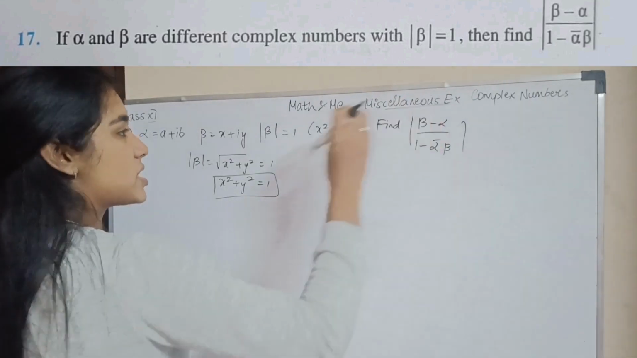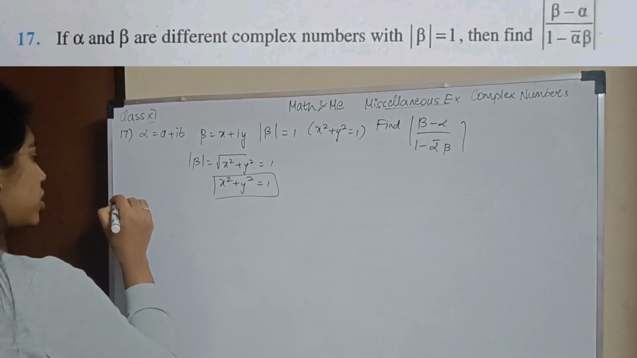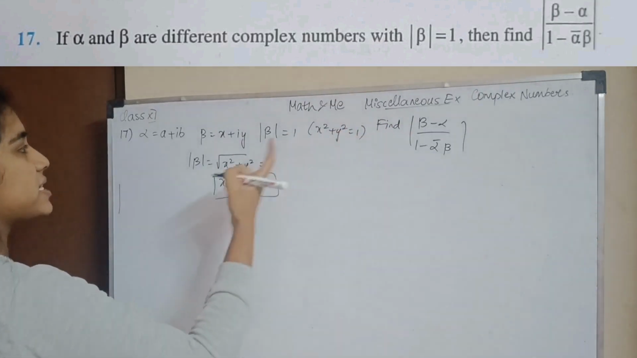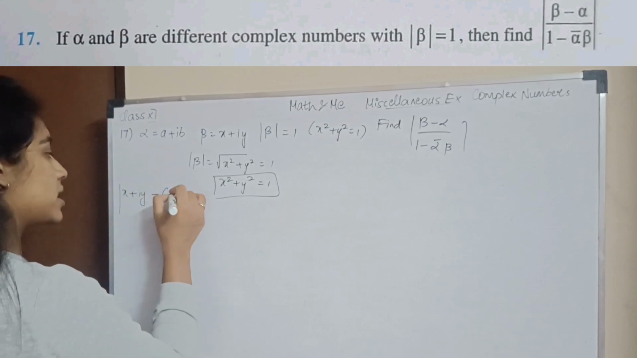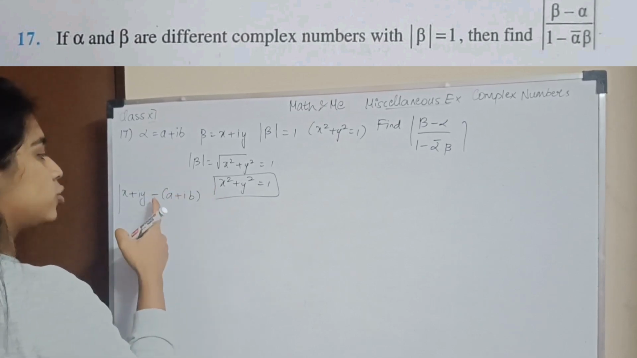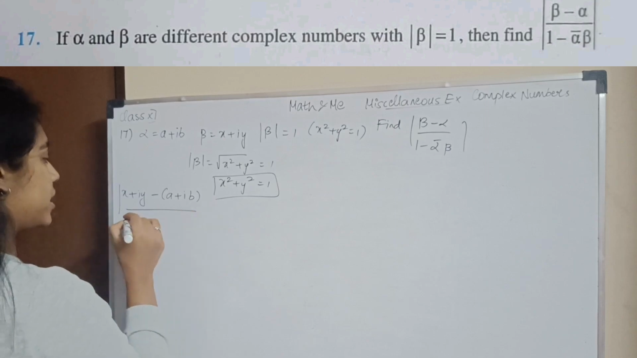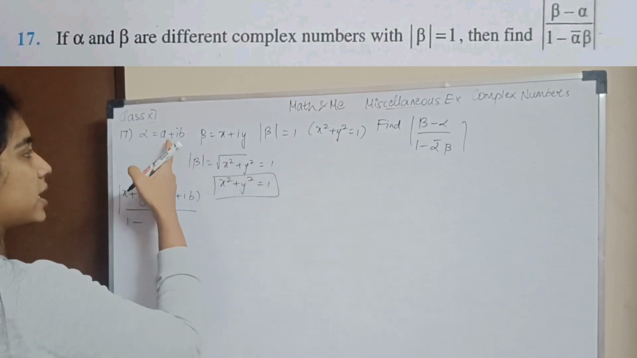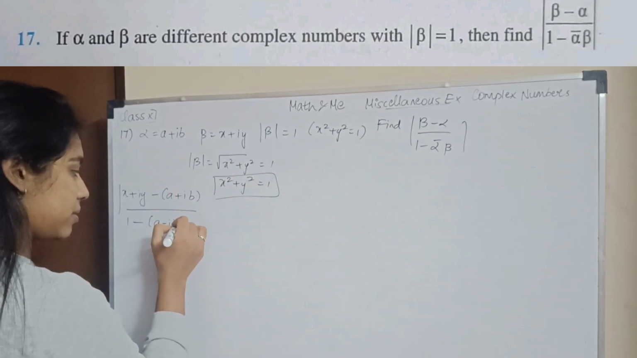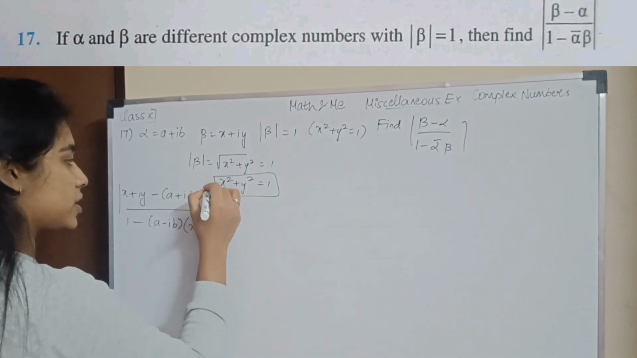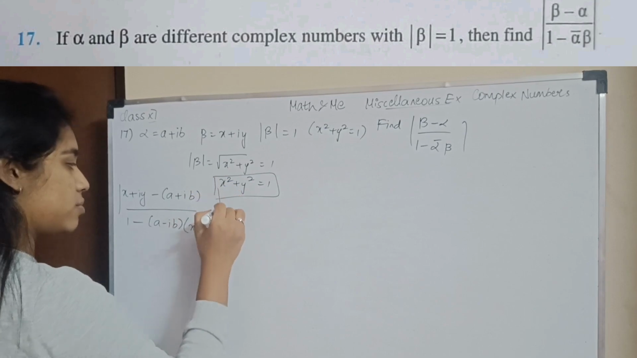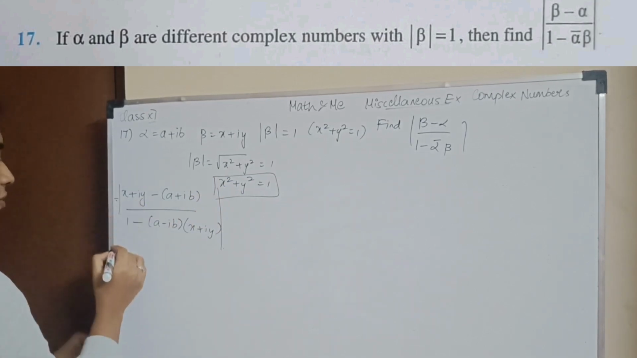So in the term, first I am going to write it. Okay? So inside the modulus I have beta minus alpha, which is x plus iy minus a plus ib, don't forget the bracket, divided by 1 minus alpha bar, which is a minus ib, times beta. So it is x plus iy. Be very careful when you are substituting. All of this is inside a modulus symbol. Okay, this is my first step.